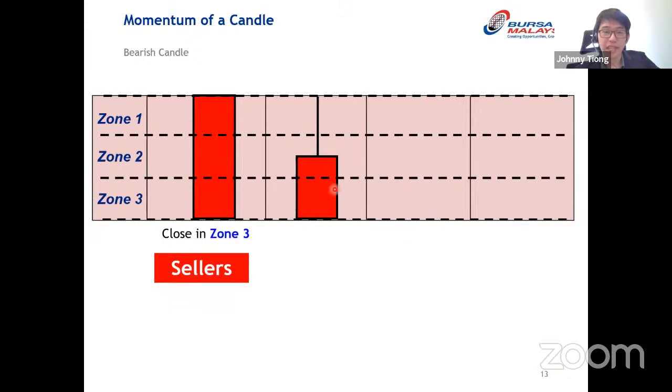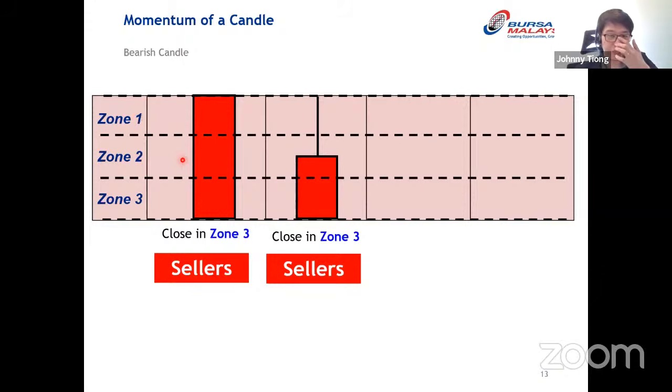For the second example, this is a bearish candle. Which zone does it close at? Is it zone 2 or zone 3? It's zone 3. So when it closes in zone 3, what does it mean? Sellers are in control. Just need to remember: zone 1 is buyers, zone 2 is equal, zone 3 is sellers.